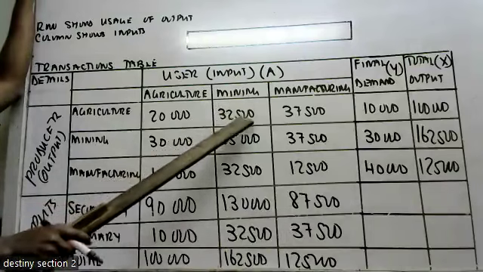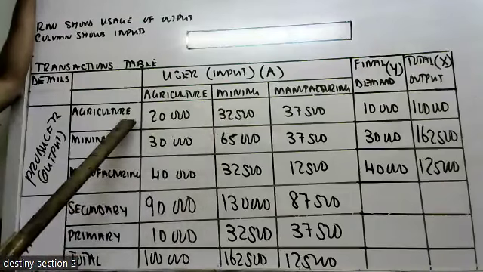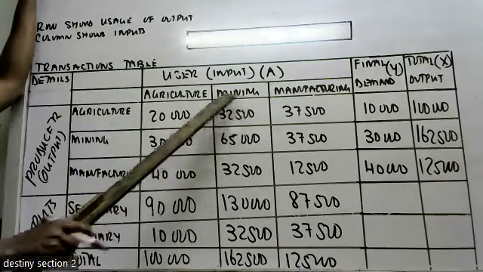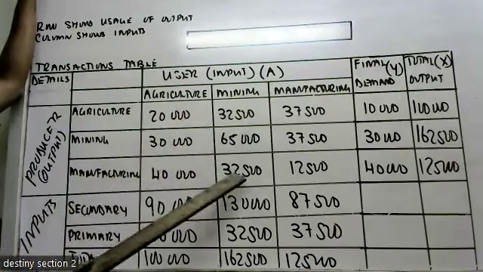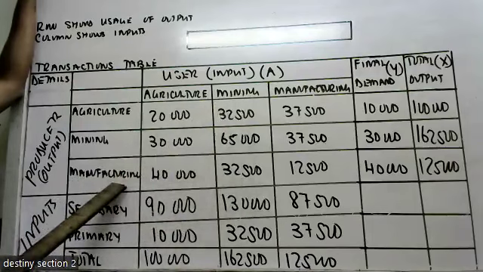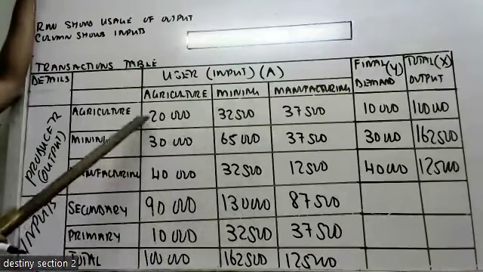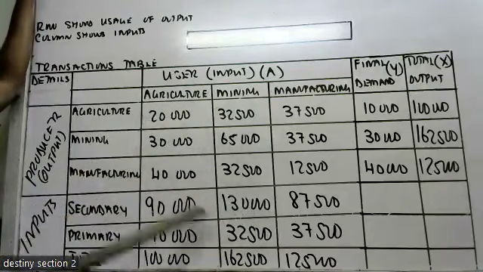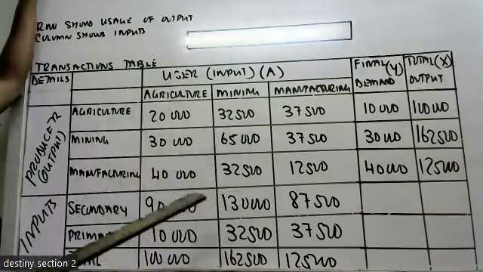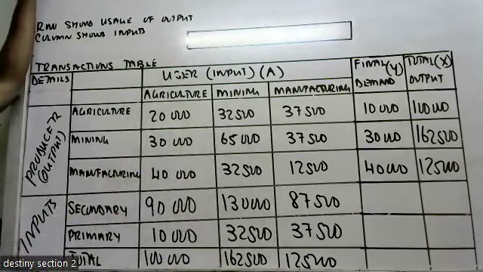This is mining. That 2,500 is the input to mining that has come from agriculture. 65 is the input to mining that has come from mining. That 2,500 is the input to mining that has come from manufacturing. 130,000 is the input to mining that has come from the three sectors. That 2,500 is the input to mining that has come from outside the sectors, agriculture, mining, and manufacturing.